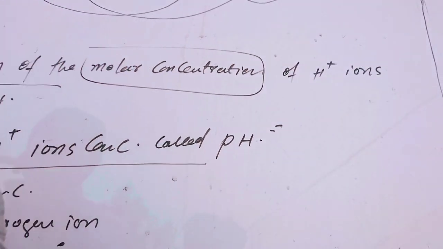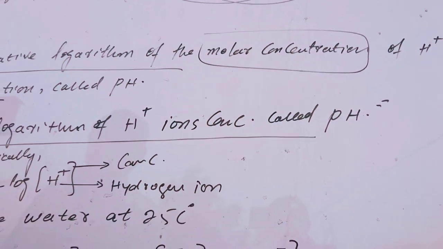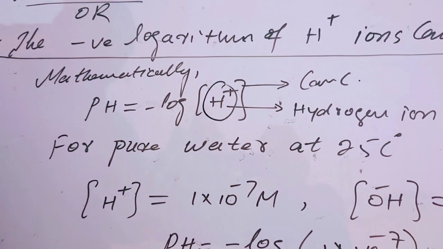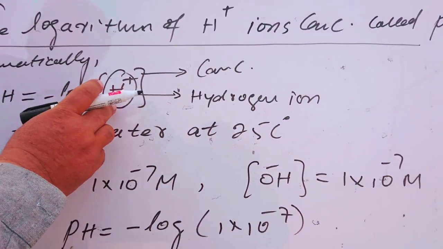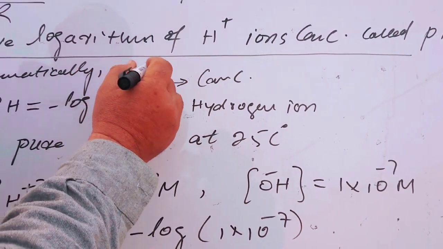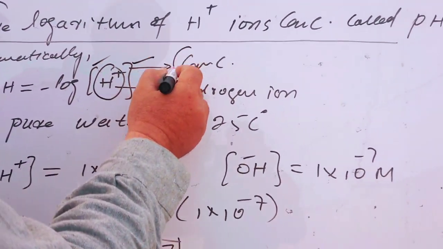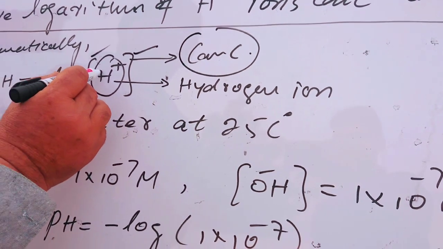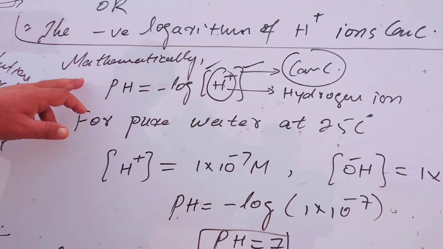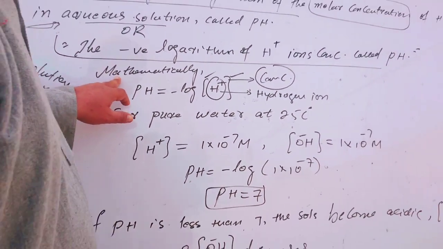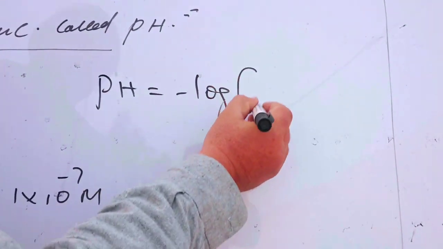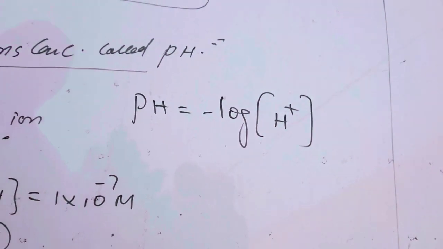What is meant by the molar concentration? This will be taken in moles. The value of this one can also be taken in moles. These brackets show the concentration, while this H plus is the hydrogen ion. This is the mathematical expression: pH is the negative logarithm of the hydrogen ion concentration.